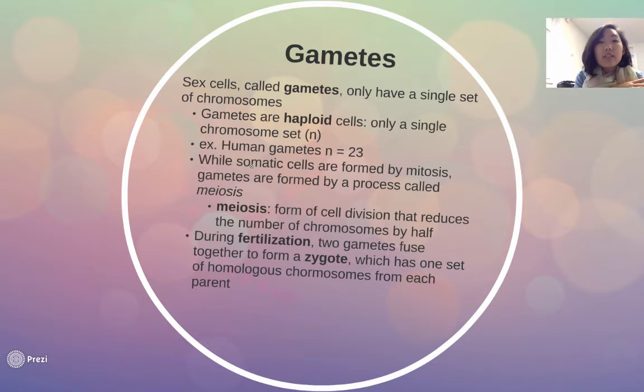And whereas somatic cells are created by mitosis, where the parent cell just divides and they have genetically identical daughter cells, these gamete cells, which have half the number of chromosomes, are formed by a process called meiosis. This is just a process of cell division where it reduces the amount of chromosomes by half. And when you have these two sex cells that come together, a sperm and an egg cell, it's called fertilization. And then you get the 23 plus 23. It reforms a 46 chromosome cell. And then that's called a zygote, where you have one set of each homologous pair.